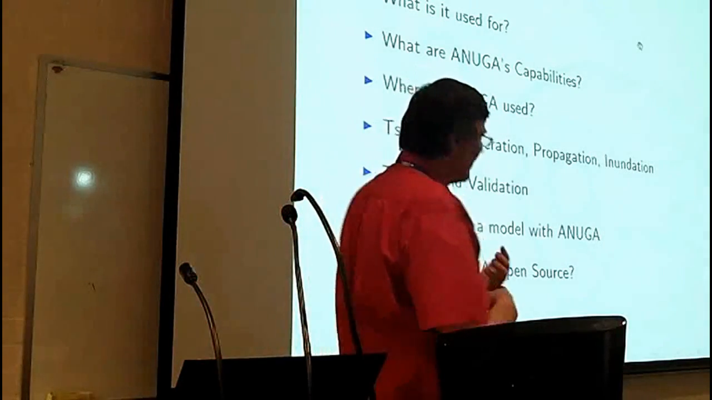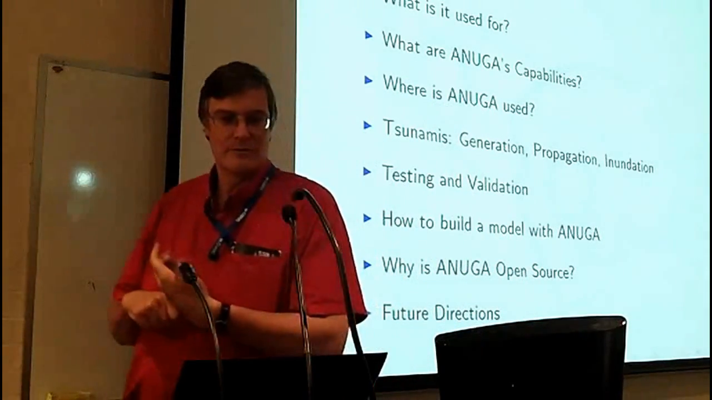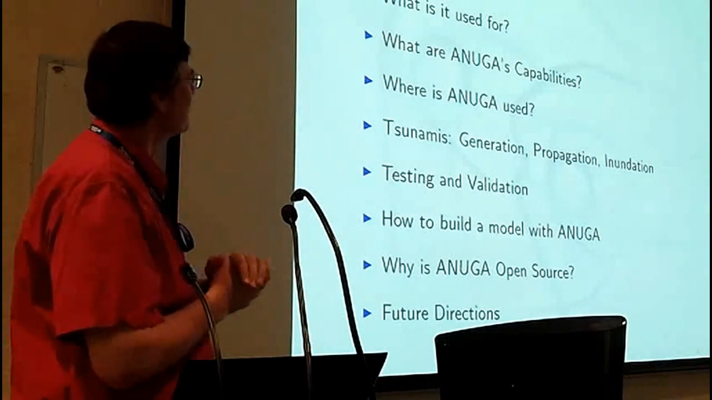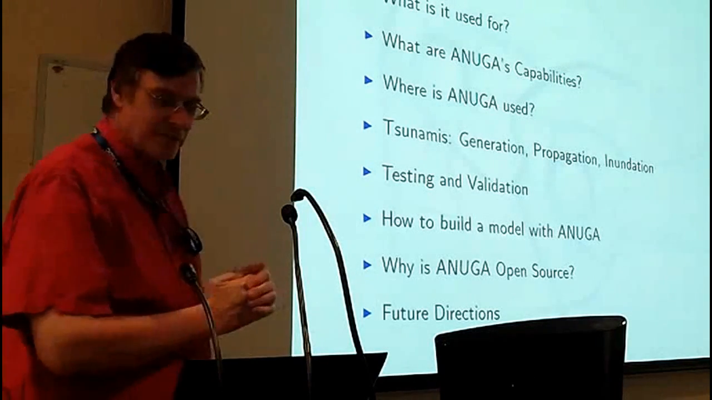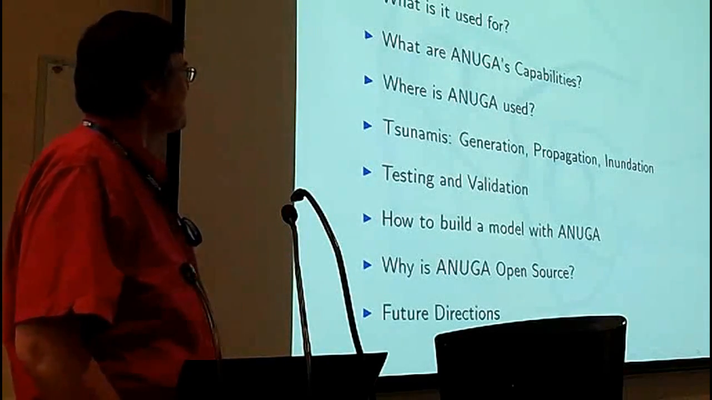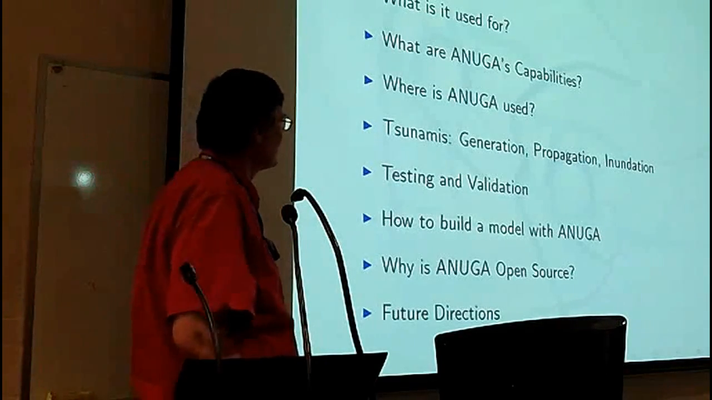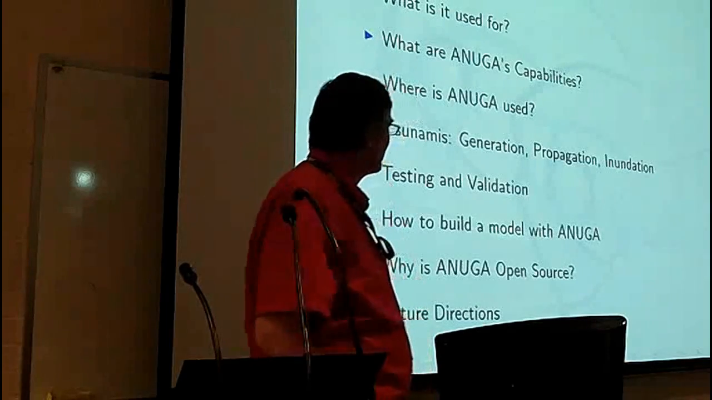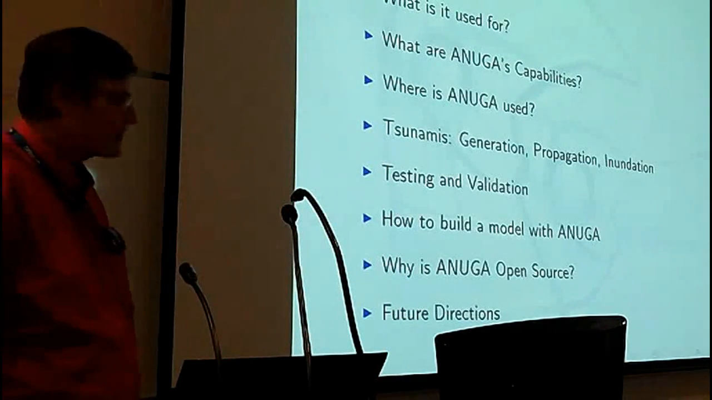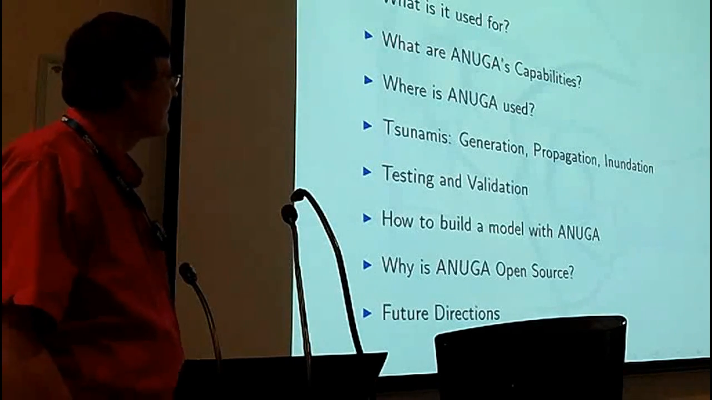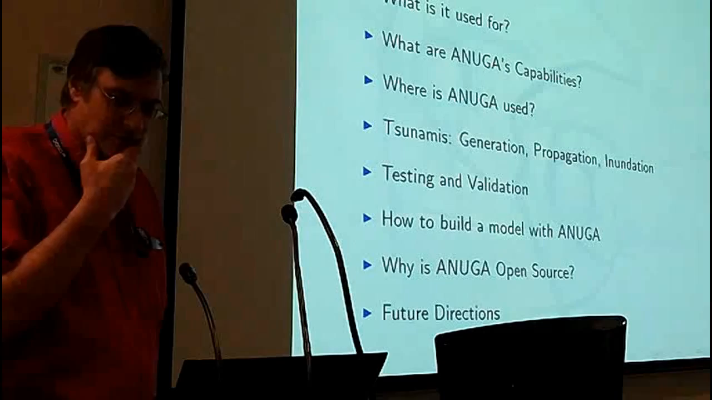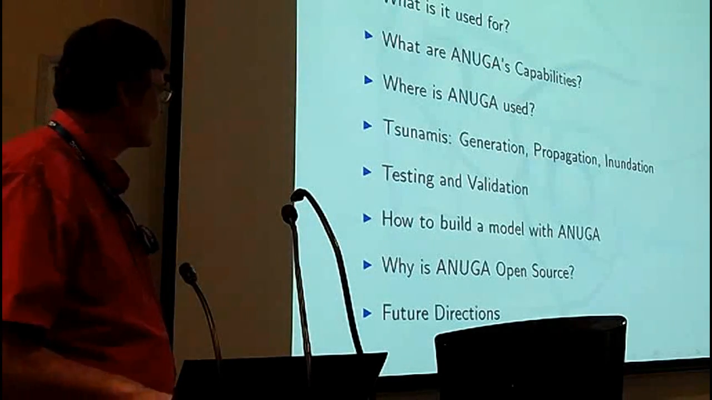So ANUGA comes from ANU and Geoscience Australia, GA. I think that was done over a beer or something, so probably not the best name in the world, but it rolls off our tongue. I'll talk about what we use it for and what its capabilities are. I'll talk a little bit about tsunamis. This is a cut-down version of basically a public lecture on tsunamis, so I'll cut a little bit of that out, and then talk about some of the validation that we do and why we're using open source.